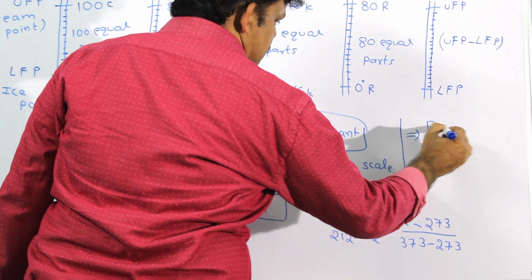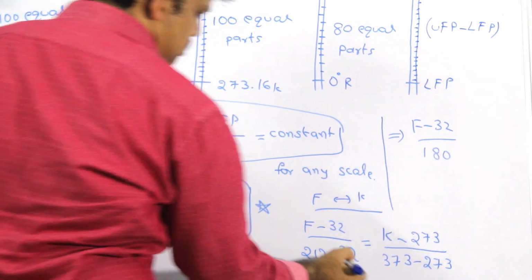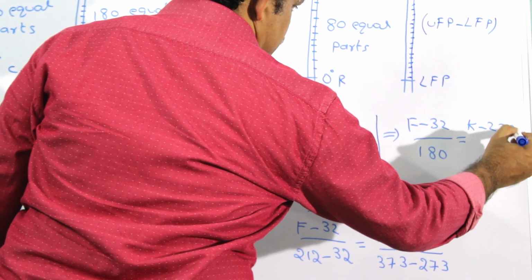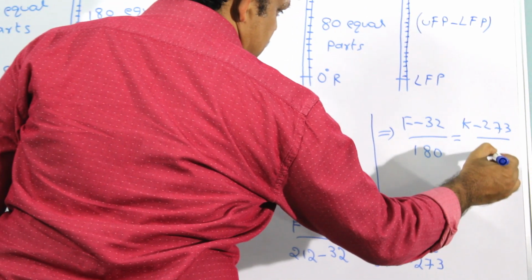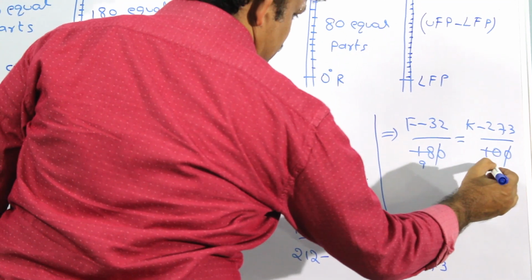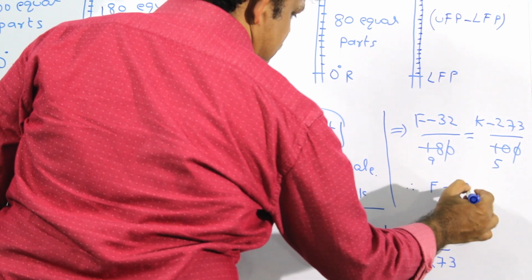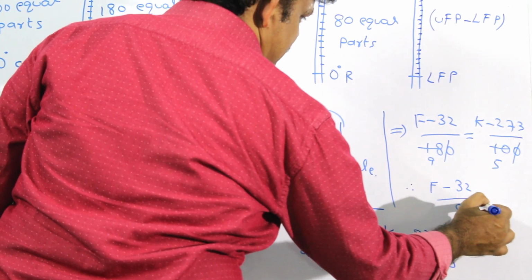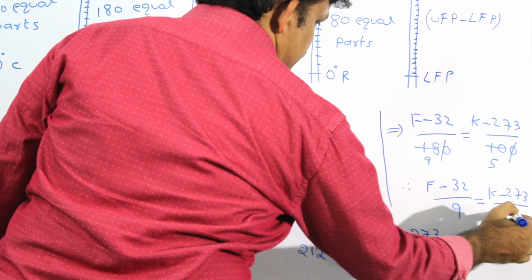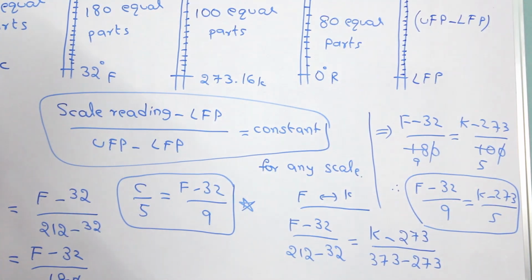F minus 32 divided by 180, the difference is 180, is equal to K minus 273 by the difference, which is 100. Zeros cancel, second table 9 times, 5 times. Therefore, the relation between the Fahrenheit and Kelvin scale is: F minus 32 by 9 is equal to K minus 273 by 5.